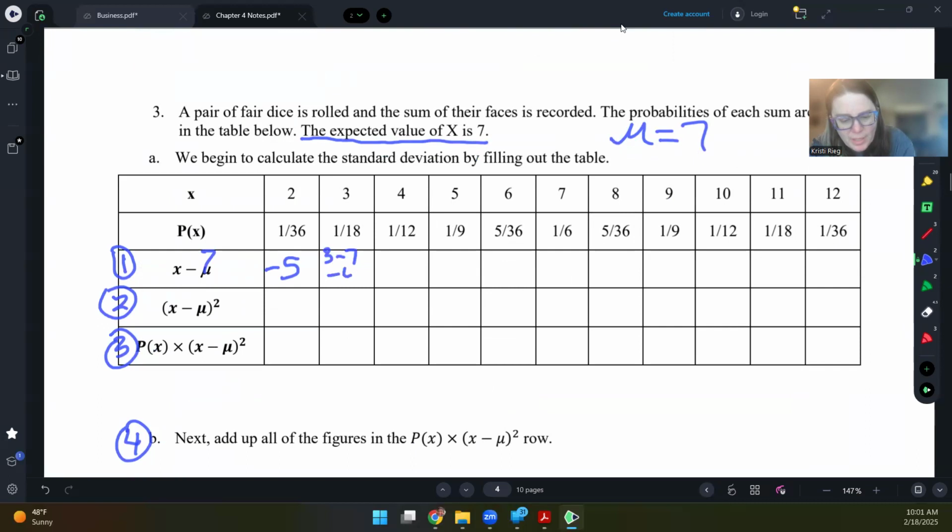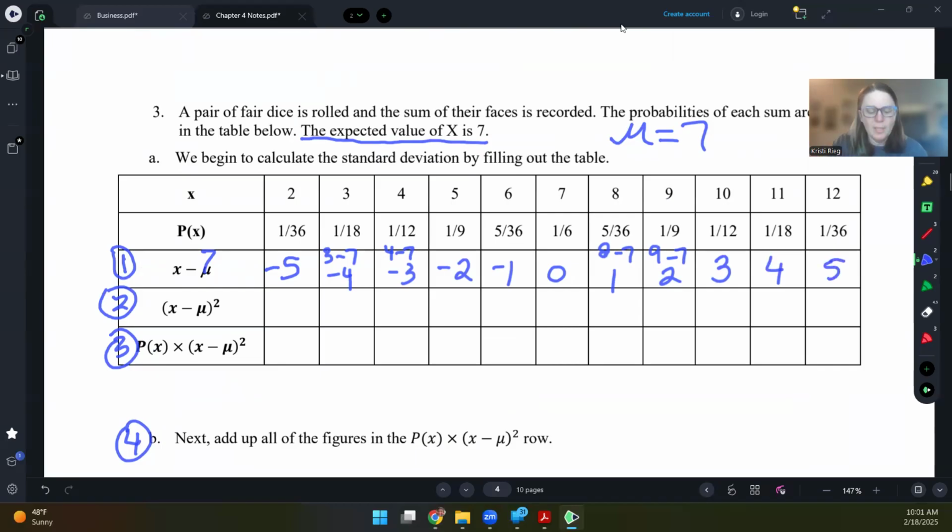3 minus 7 is negative 4. 4 minus 7 is negative 3. I won't write all of them. 5 minus 7 is negative 2. 6 minus 7 is negative 1. 7 minus 7 is 0. 8 minus 7 is positive 1. 9 minus 7 is positive 2. 10 minus 7, 11 minus 7, 12 minus 7.